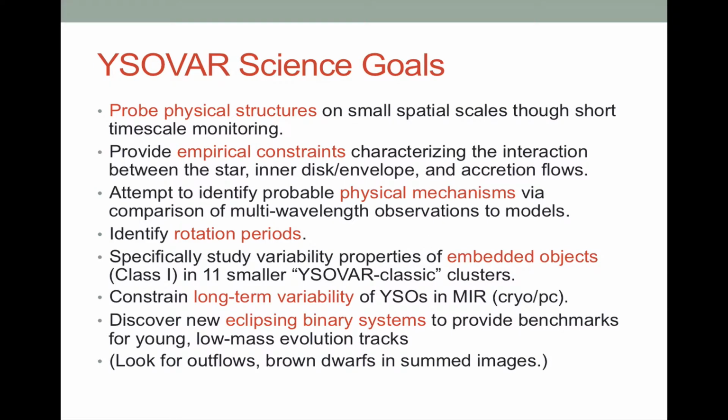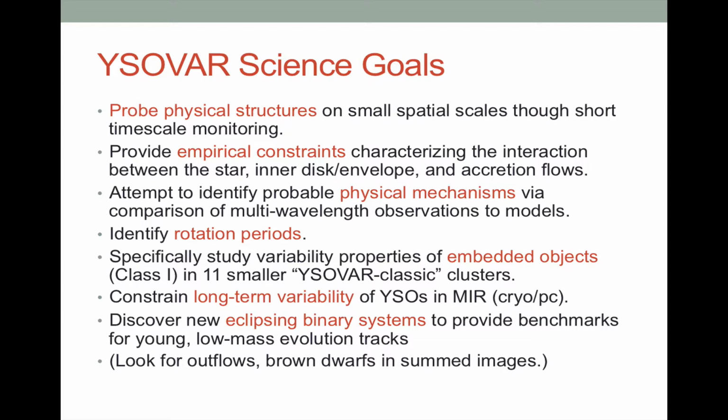Our science goals are to probe physical structures on the small spatial scales that we can identify through short time scale monitoring. So if the time scale of the change is long, the thing that's causing it must be big and/or far away. But if the time scales on which we are seeing changes are small, it must be close in to the star. And that's the key that we're using.